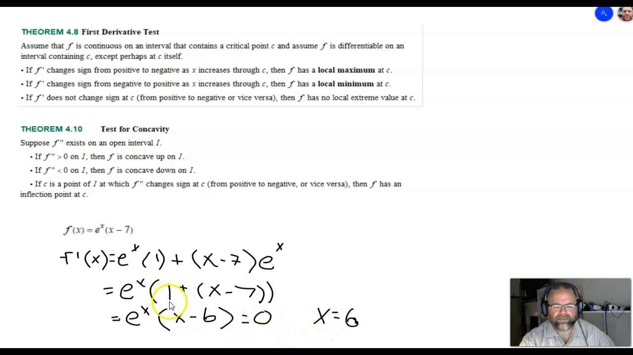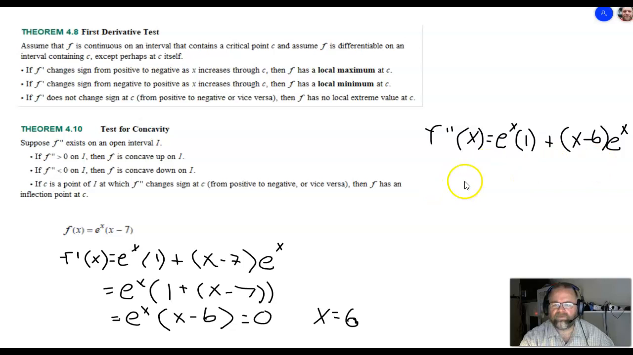Now I want to use the second derivative test in order to determine whether this value at 6 is a local maximum or local minimum. So let's take the second derivative of this function here. I'm going to use the product rule again: the first term times the derivative of the second term, you see a little pattern going on, plus the second term, x minus 6, times the derivative of the first term.